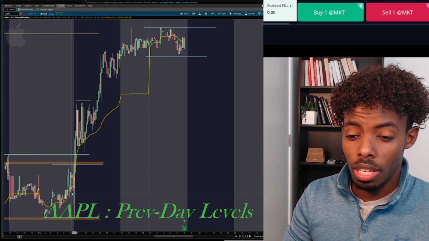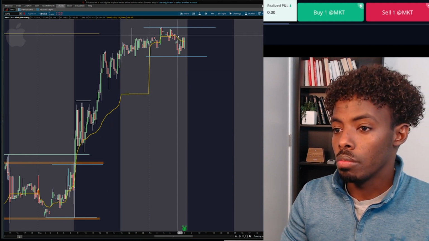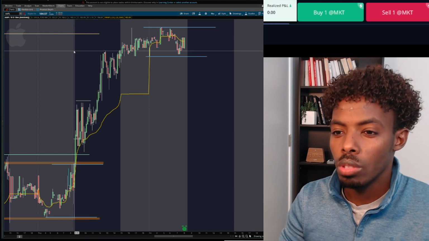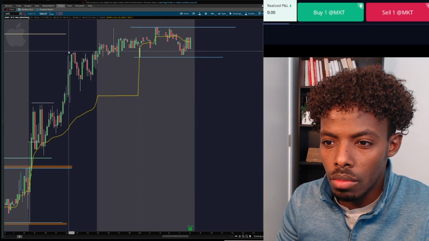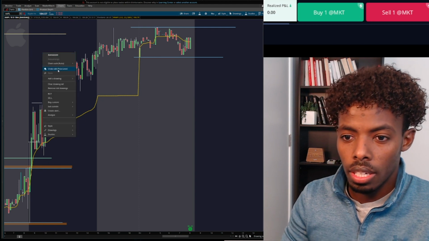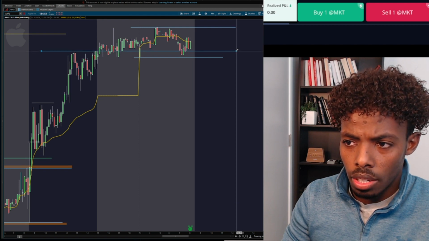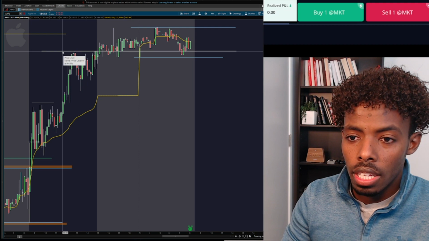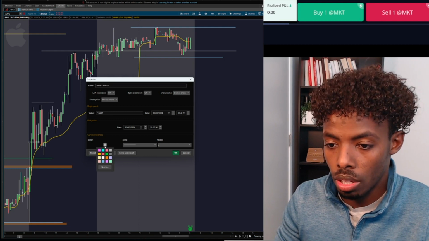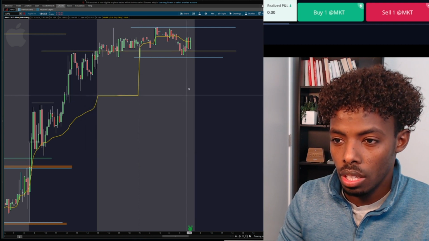This is yesterday's price action for Apple. So we marked the high and the low. Then we're going to look at the previous day highs and lows. Before market close here, this is essentially the pre-market high, and yesterday's high is over here. We're going to mark that. You can see right here is yesterday's high. For the previous day levels, we'll use this color. Yeah, that color is good.